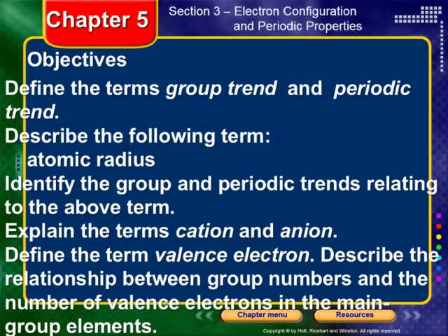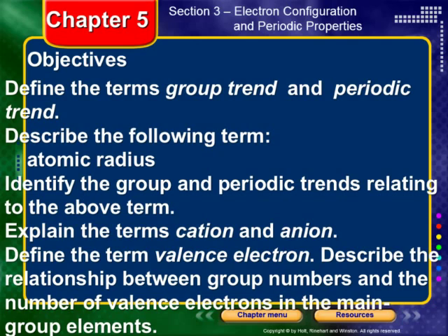Define the terms group trend and periodic trend. You remember group referring to vertical columns, periods referring to horizontal rows. And then I want you to be able to describe the following term, atomic radius. There is going to be a trend with regard to positioning on the periodic table that has to do with atomic radius, the radius of an atom. You'll need to know what that is.